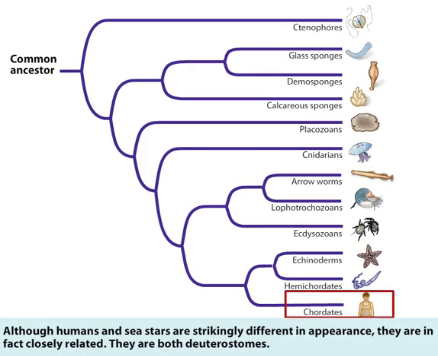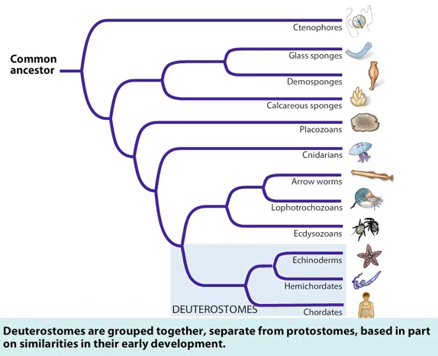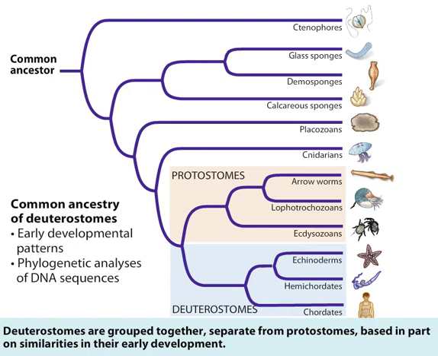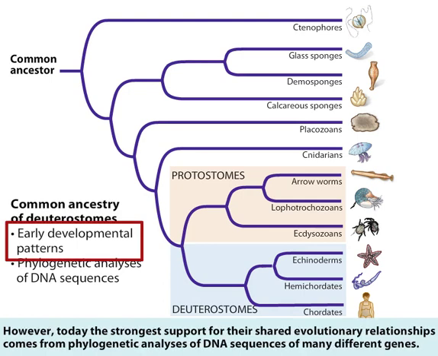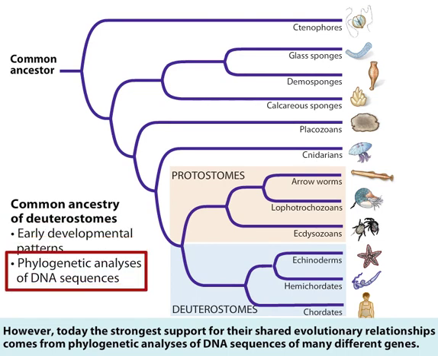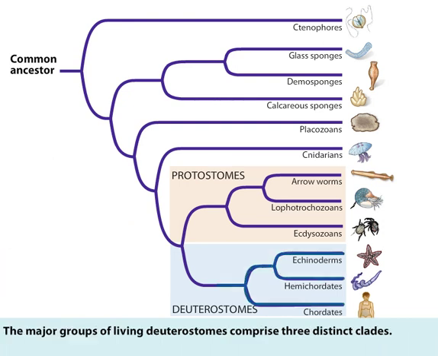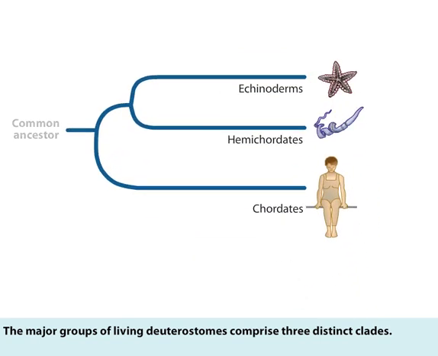Although humans and sea stars are strikingly different in appearance, they are in fact closely related. They are both deuterostomes. Deuterostomes are grouped together, separate from protostomes, based in part on similarities in their early development. However, today the strongest support for their shared evolutionary relationships comes from phylogenetic analyses of DNA sequences of many different genes. The major groups of living deuterostomes comprise three distinct clades.